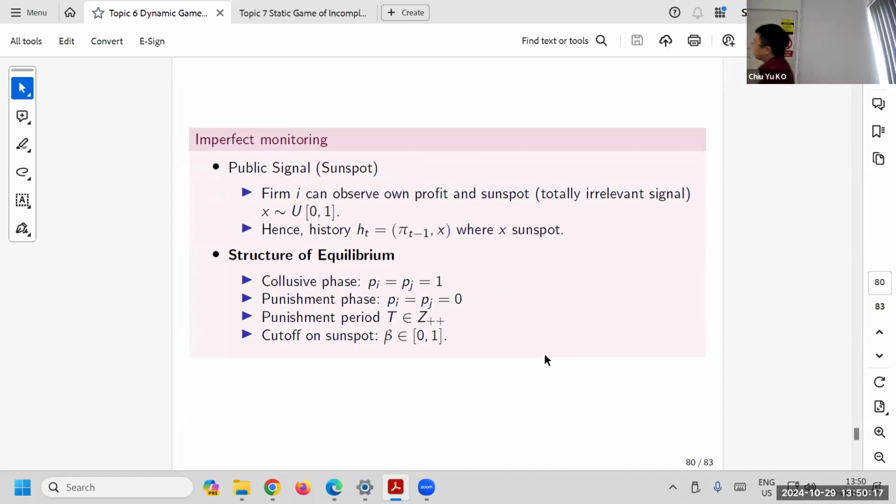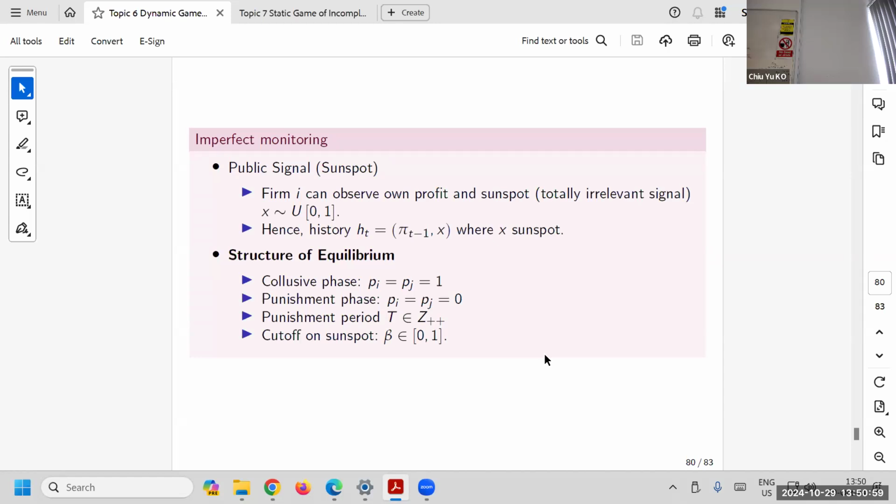So how can we collaborate? In the literature on imperfect monitoring, there are usually 2 types of model. We focus on the one we call public signal, and there is another type of model we call private signal. Public signal is something that people can observe, and that's called the sunspot. Every firm can observe the sunspot, can observe its profit, and look at the sky.